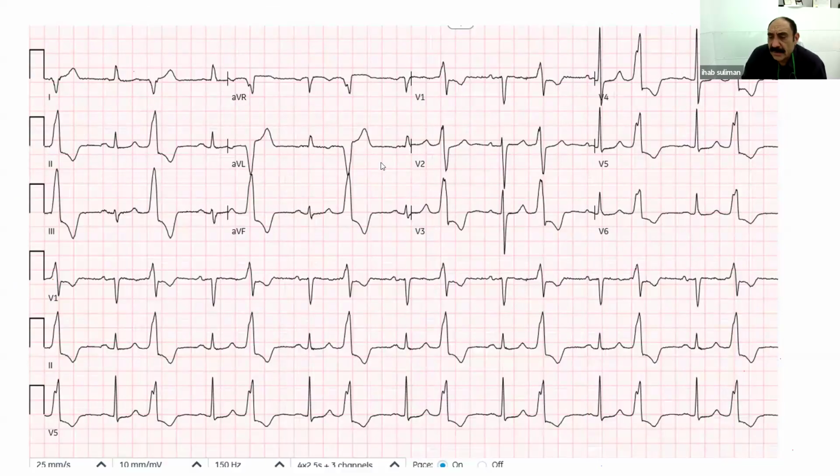So what is seen on this ECG? Can somebody tell me what is abnormal with such an ECG?